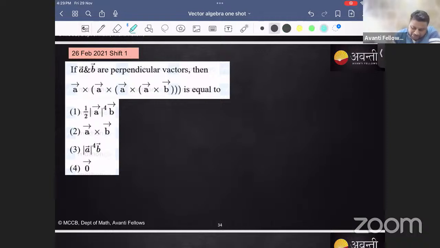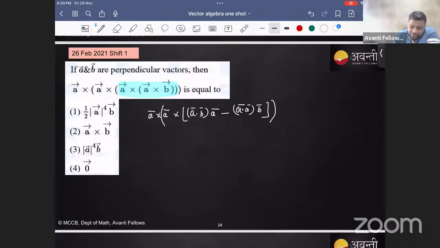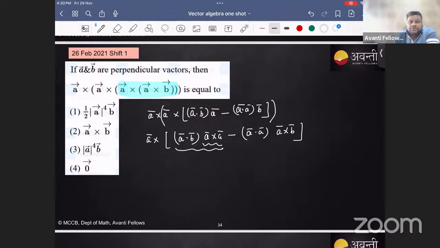We will start expanding from this side. So it is A cross A cross. Now use the vector triple product. It will be A dot B vector A minus A dot A vector B, correct? Now we will multiply this with another A. So A cross, now it will become A dot B into A cross A minus A dot A into A cross B, correct?